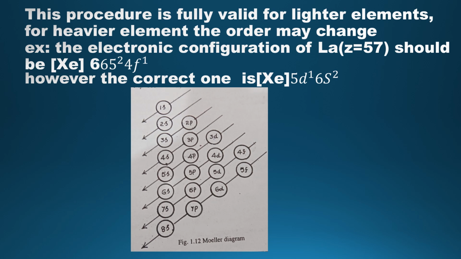For example, the electronic configuration of lanthanum, La, atomic number 57, should be [Xe] 6s2 4f1. However, the correct electronic configuration of lanthanum is [Xe] 5d1 6s2. Thus, the diagram should be used only as a guideline, keeping in mind the possible changes that can occur in the heavy elements.